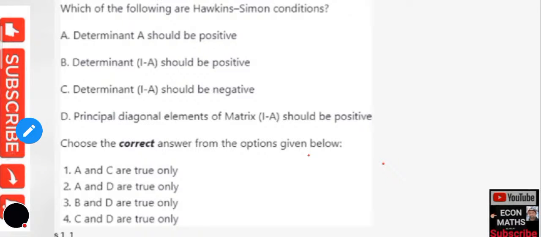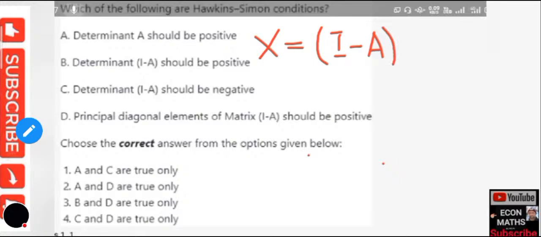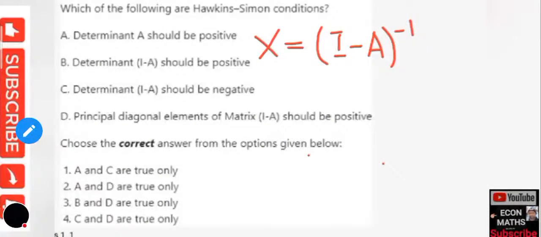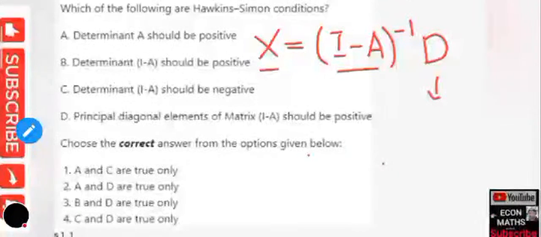First of all, the relation is given by X is equal to I minus A inverse times D, where D is the final demand. I minus A is called the Leontief input-output matrix or technology matrix. X is the column vector of the output to be produced. Now, the first Hawkins-Simon condition says that the determinant of the technology matrix or Leontief matrix should be positive.